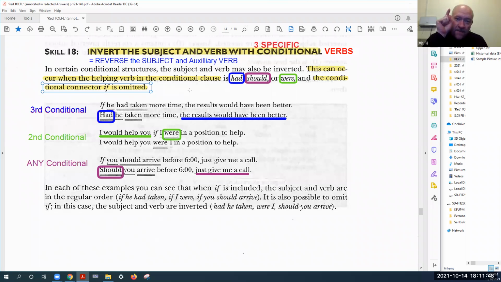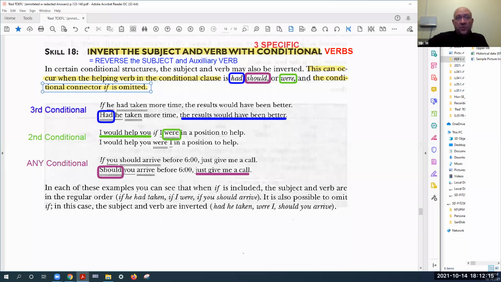And you must have one of these three. Only these three. There are no others in this skill. There are just three: had, should, and were. Remember this. It's important when you do this exercise. All right, so let's start with the third conditional.